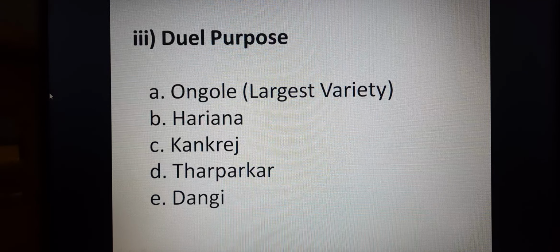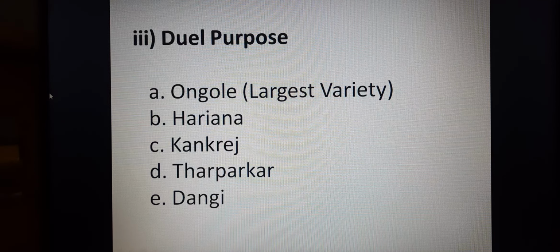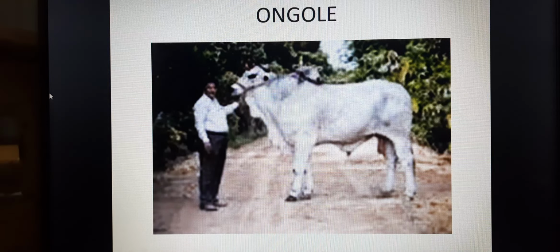Next, the dual purpose breeds. They will give milk on one hand, and on the other hand they draw the vehicles, and they will help us in the ploughing, that is in the agricultural field. They are Ongole, Haryana, Kankrej, Tharparkar and Dengi. You see their pictures, it will help you.